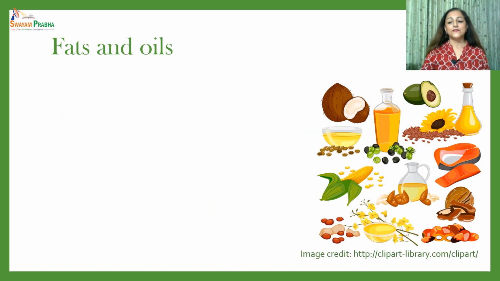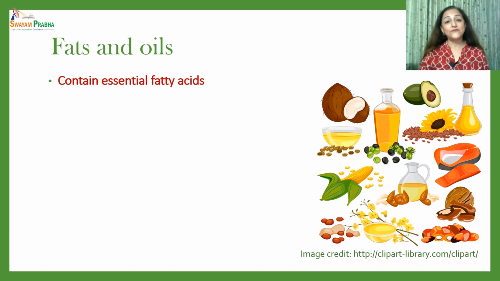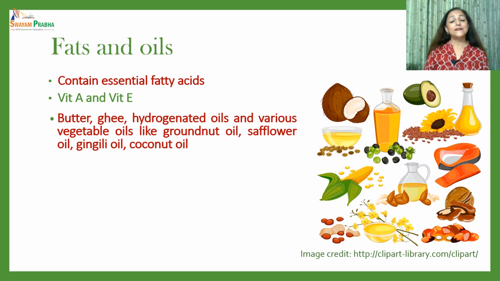The next category is fats and oils. They contain essential fatty acids. The essential fatty acids are the fatty acids which our body cannot synthesize on its own. Therefore, it has to rely on food items. They also contain vitamin A and vitamin E. Butter, ghee, hydrogenated oils, and other vegetable oils, for example groundnut oil, safflower oil, coconut oil, are some visible fat examples which are consumed in India.